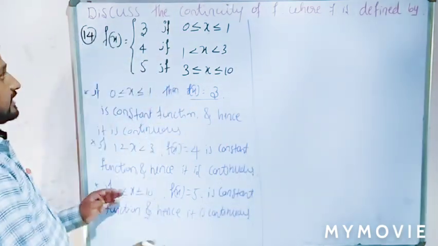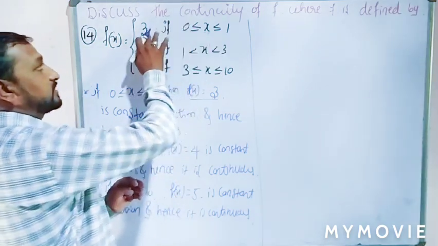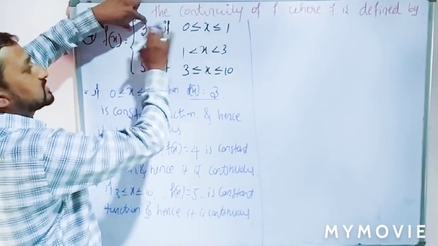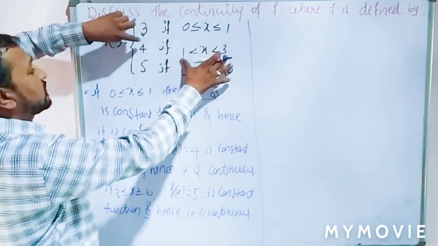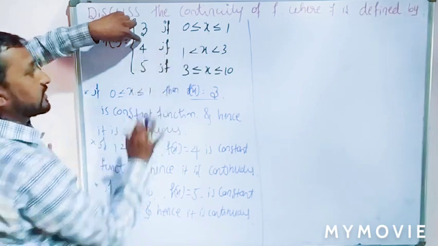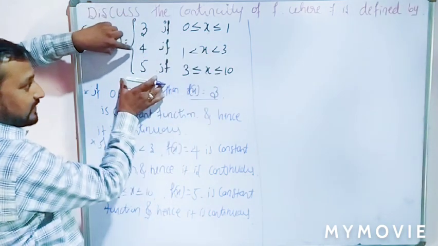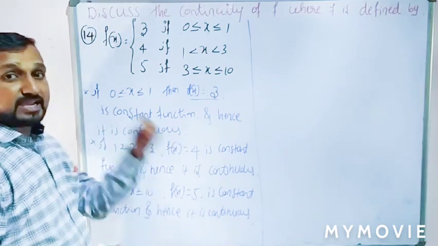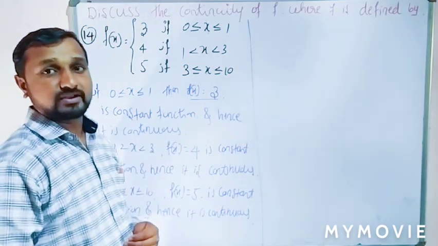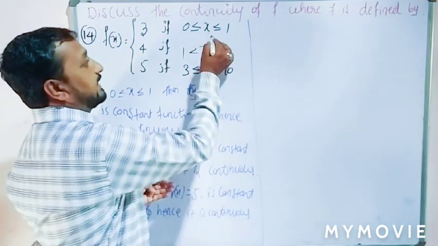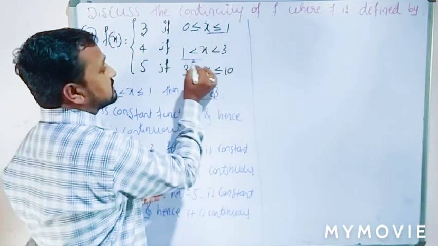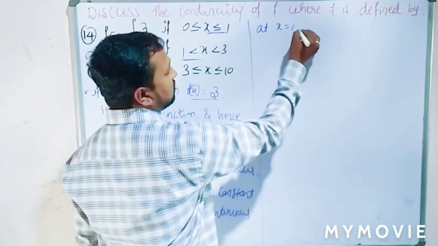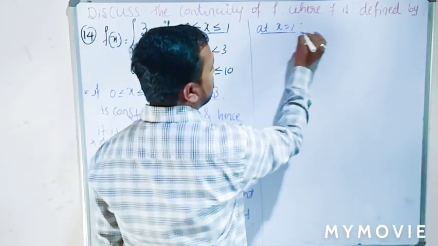Okay. Then this condition is also continuous: f of x equal to 3 is a constant function, continuous. This condition f of x equal to 4, constant function, continuous. And this condition f of x equal to 5 is also a constant function, that is also continuous. Is that clear? And we check at the particular points, x less than 1 and x greater than 1. First we check at x equal to 1.